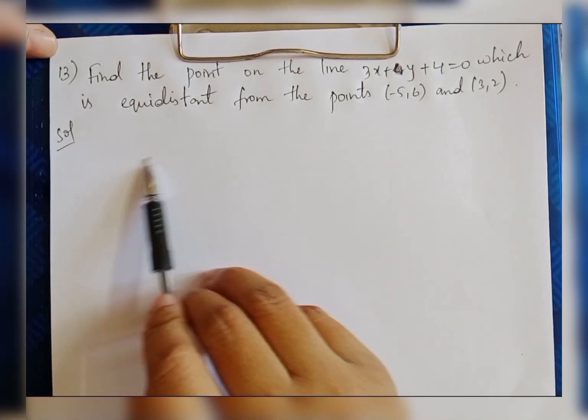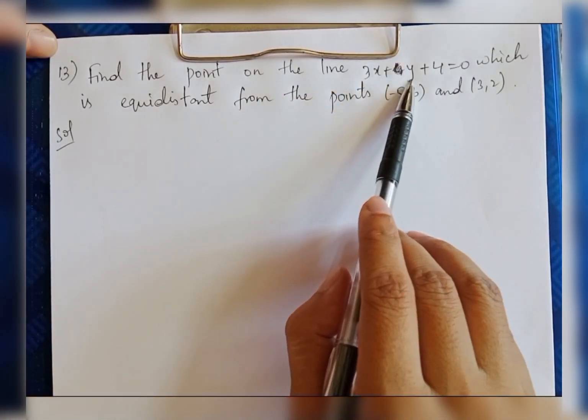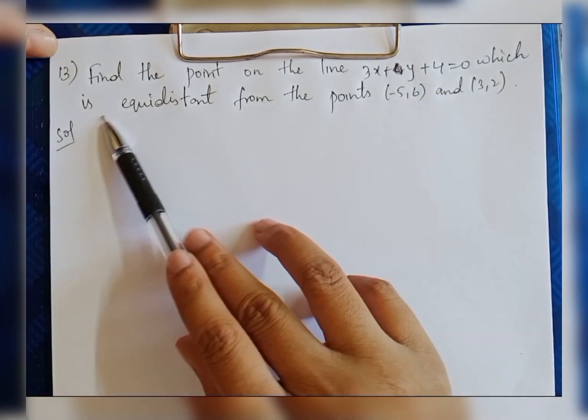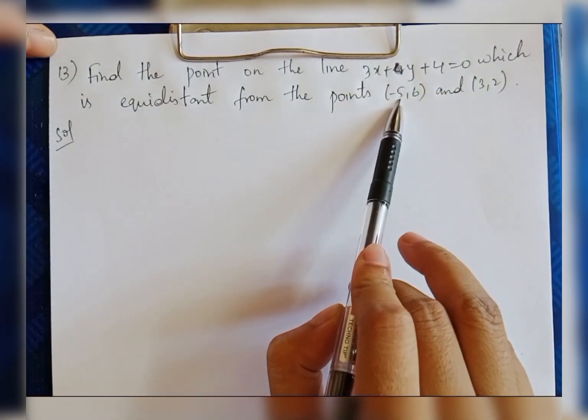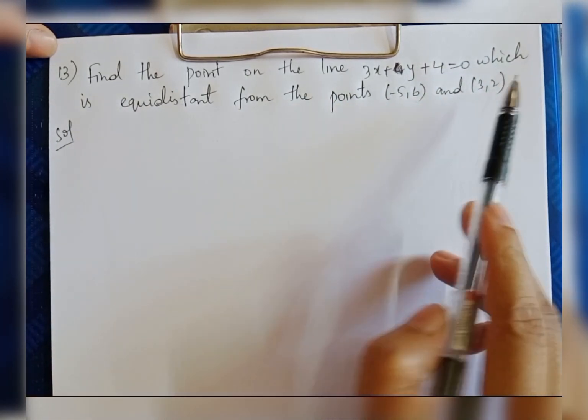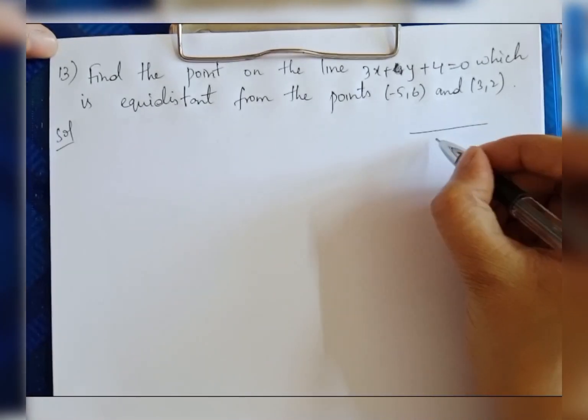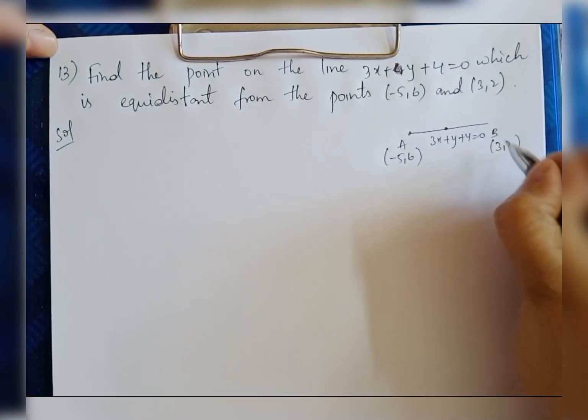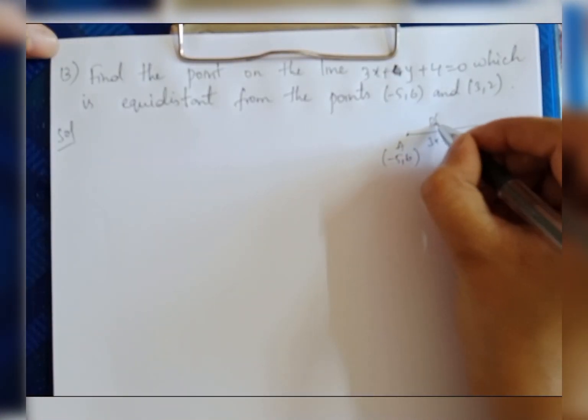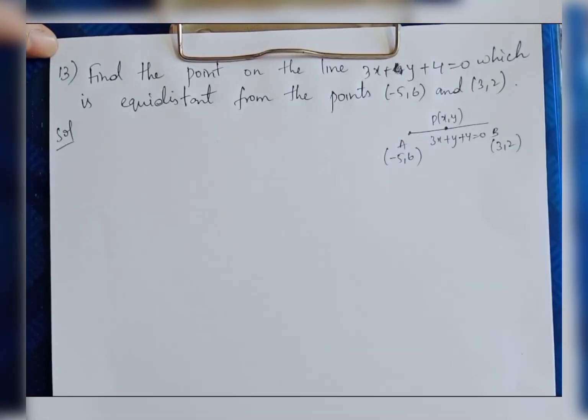Our next question is, find the point on the line 3x plus y plus 4 equal to 0 which is equidistant from the points (minus 5, 6) and (3, 2). So there is a line which is 3x plus y plus 4 equals 0, and it has a point which is equidistant from the two points A and B given in the question, (minus 5, 6) and (3, 2). This equidistant point we can take as (x, y). We have to find that point.